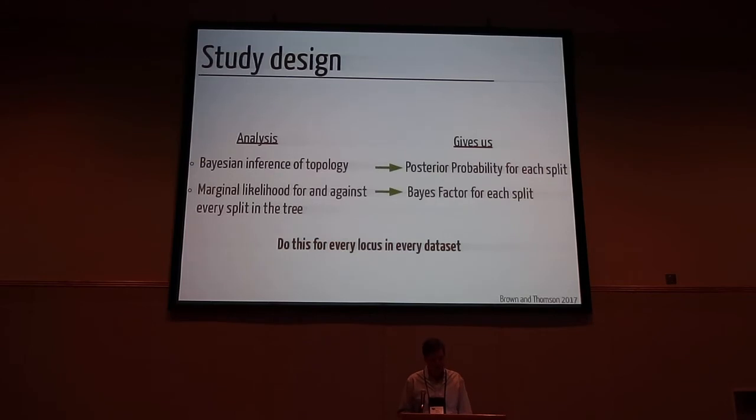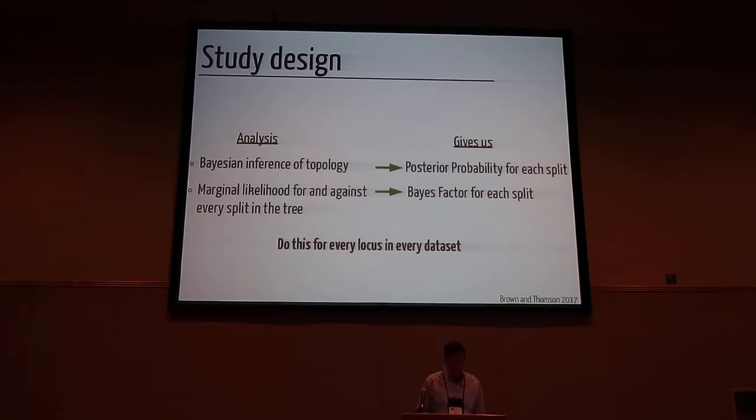So today I'm going to present some of our work trying to dig into this a little further. I'm really just presenting the results of two fairly simple analyses. The first I've already told you about. We just went gene by gene and did a nice Bayesian estimate of the gene tree. And what that gives us is a posterior probability for every node in the tree.